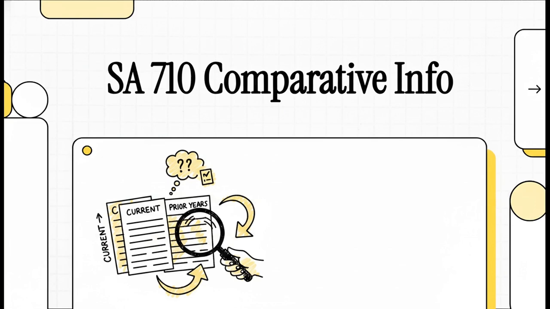Today, we're literally replacing your textbook with a high-yield, structured breakdown of exactly what you need to know for your exam. So, if you've ever stared at a set of financial statements and wondered, wait, what is the auditor's actual responsibility for those prior year numbers sitting right next to the current ones? Well, let's master comparative information together.